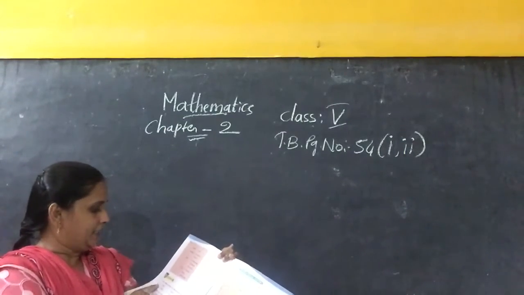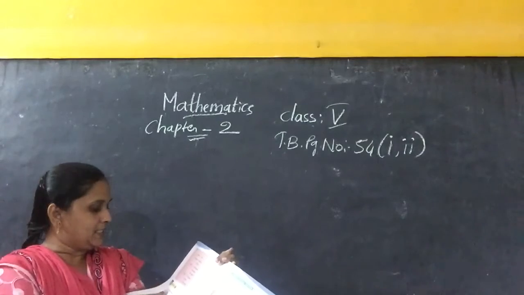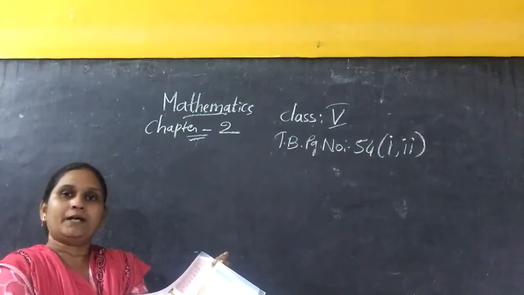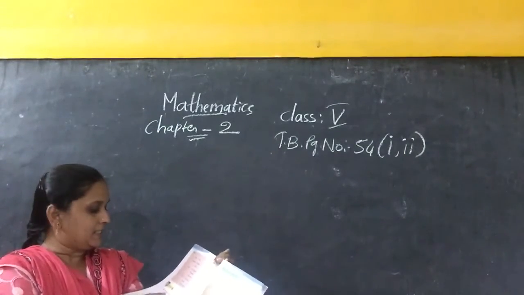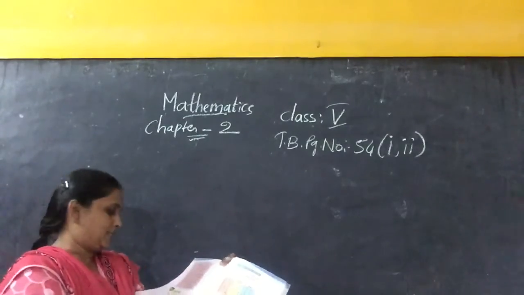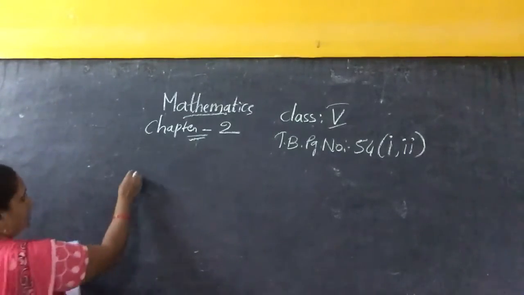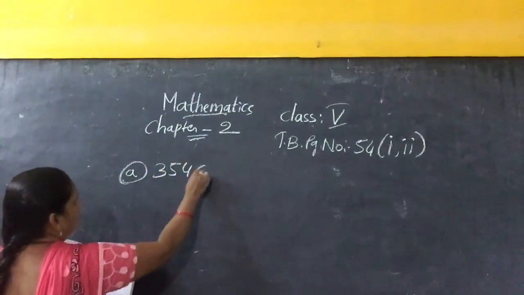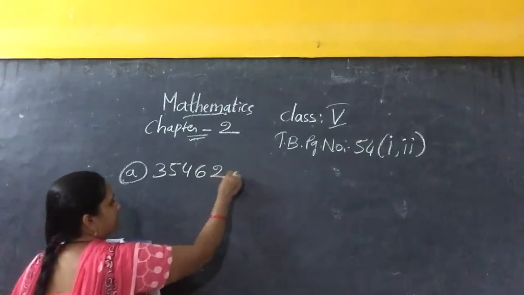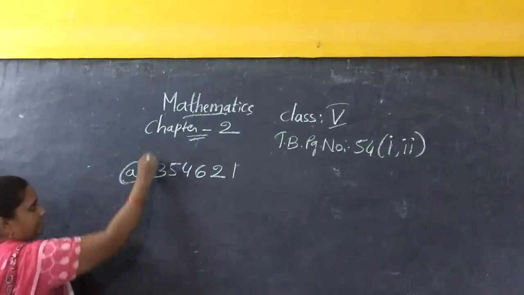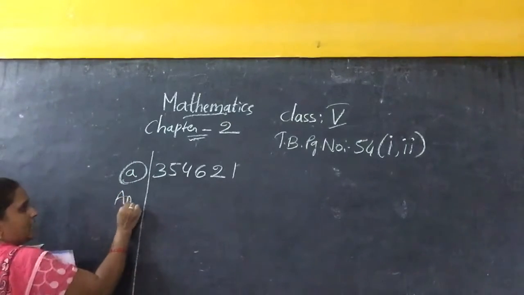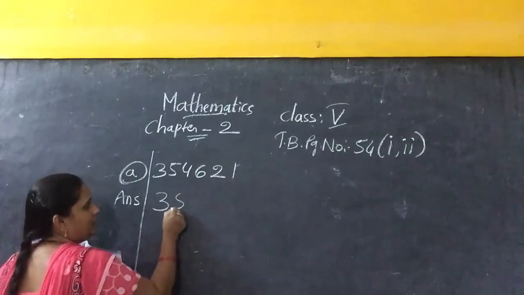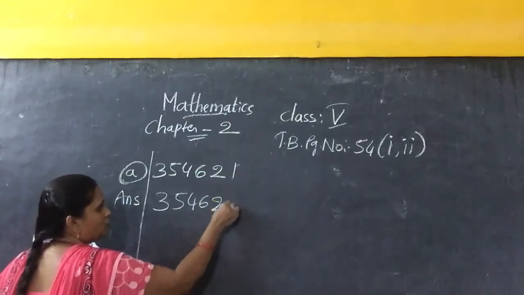The section 1 heading is asking: insert commas according to the Indian system and write the number names. So the first one, the number A is 3, 5, 4, 6, 2, 1. Write this with the black ink pen. Now the answer: start writing with the blue pen, children. Write along with me: 3, 5, 4, 6, 2, 1.